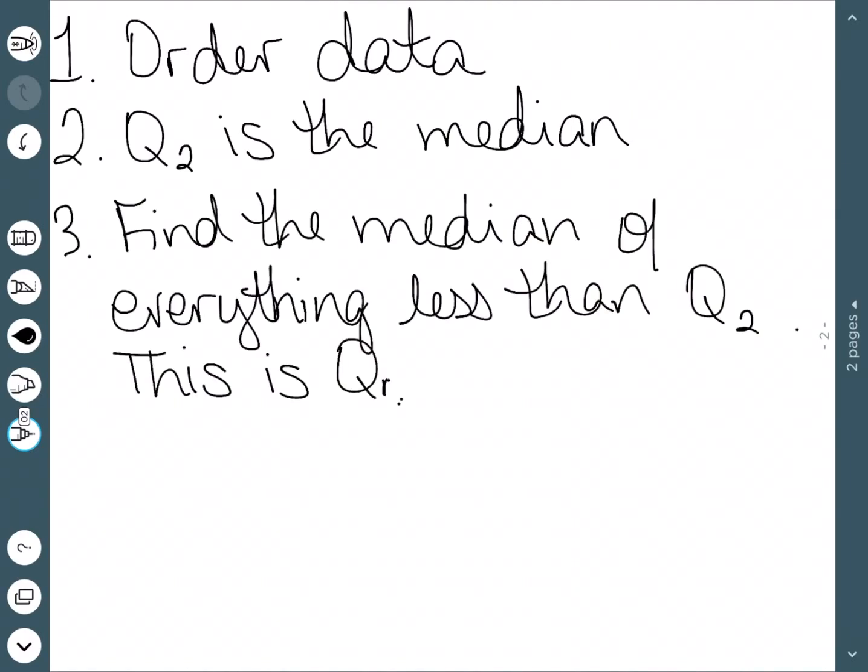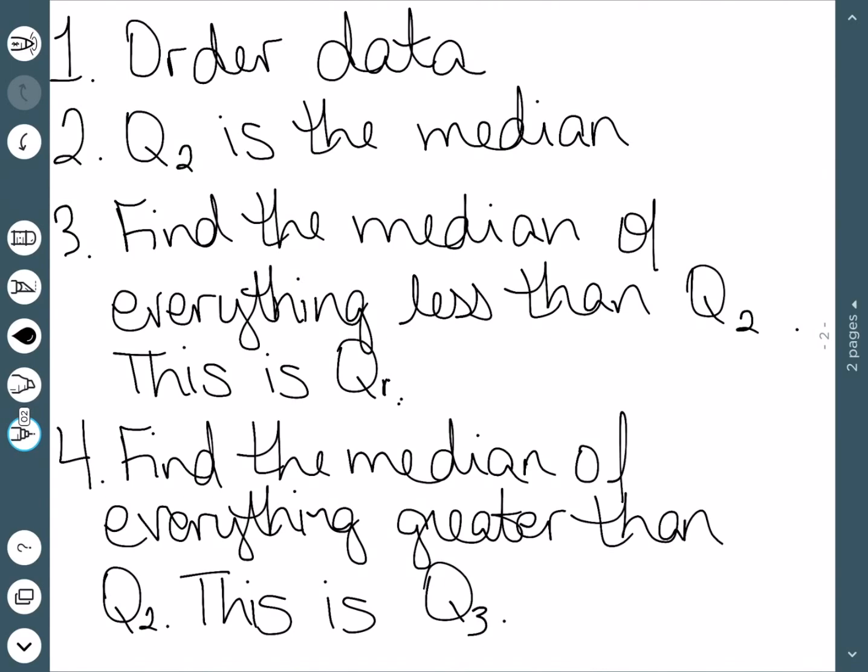The next step is the median is going to divide the data set into two pieces. So our third step is we're going to find the median of everything less than Q2, and that's our Q1 value. The next step is to find the median of everything greater than Q2, and that's our Q3 value. So essentially all we're really doing is finding three different medians.